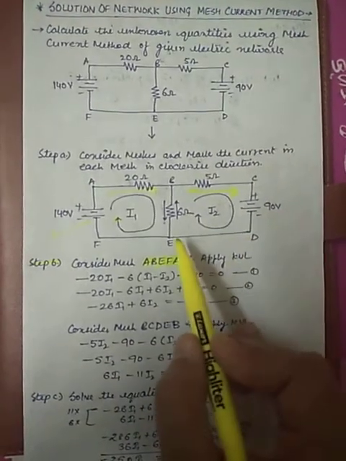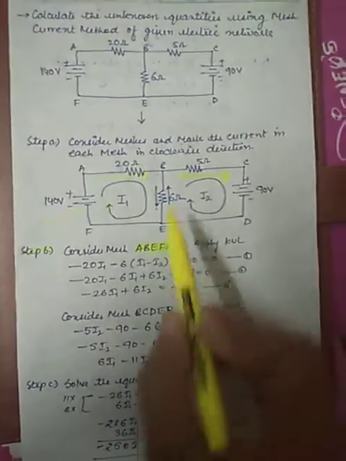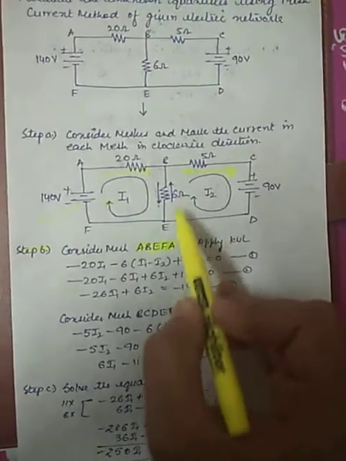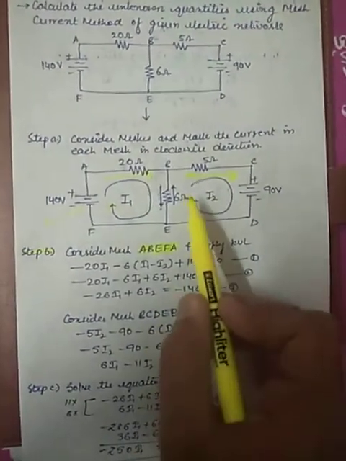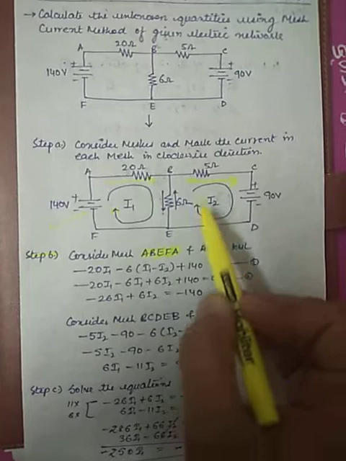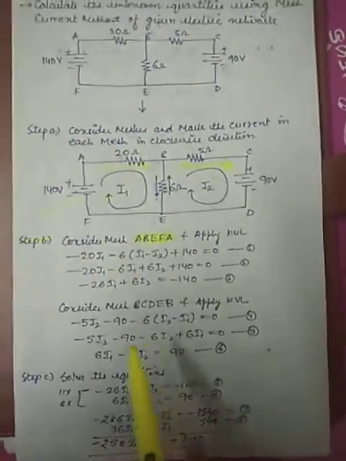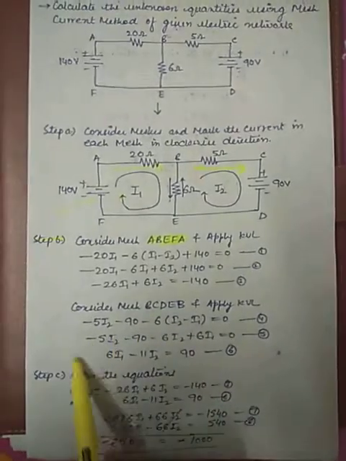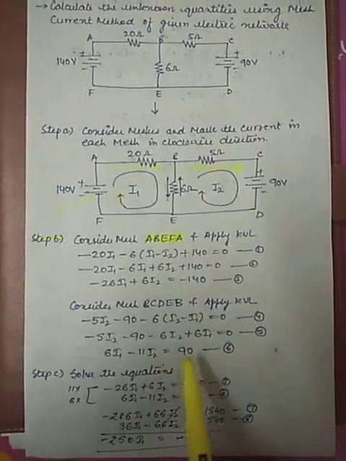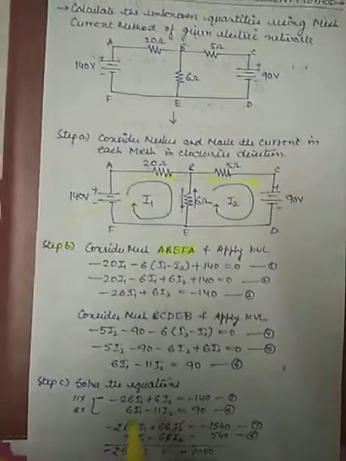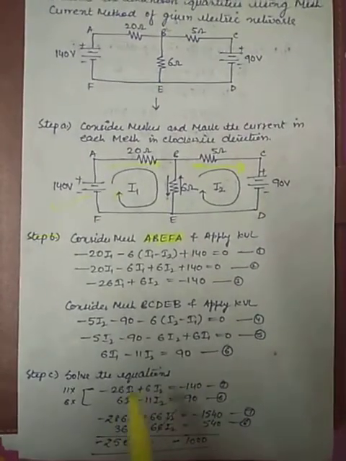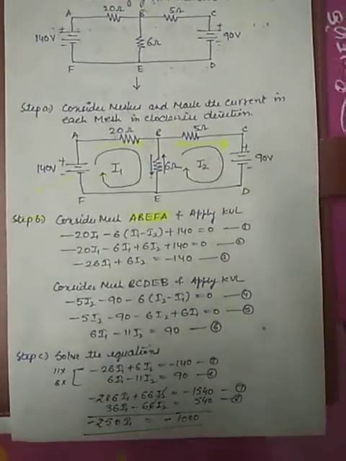Now from D to E there is no element. Now E to B, current is in the same direction, so we will take minus 6, and we are considering this mesh, so (I2 minus I1) is equal to 0. Now at last we will find the equation 6 I1 minus 11 I2 is equal to minus 90. In the next step we will solve the equations, and lastly we will find the unknown quantities using these equations.